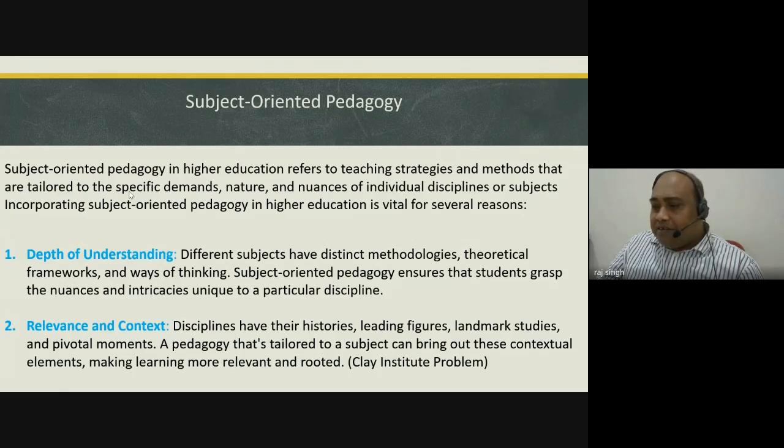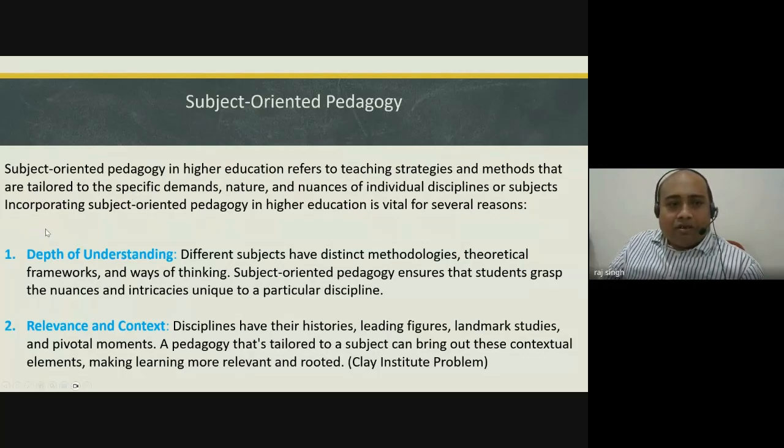You can't teach biology as we teach mathematics, you can't teach mathematics as we teach chemistry. Every subject has a different pedagogy. Law you have to teach as a case study, poetry you will teach in a different manner. So for higher education we have to have subject oriented pedagogy, not generic pedagogy. That will not work at all.